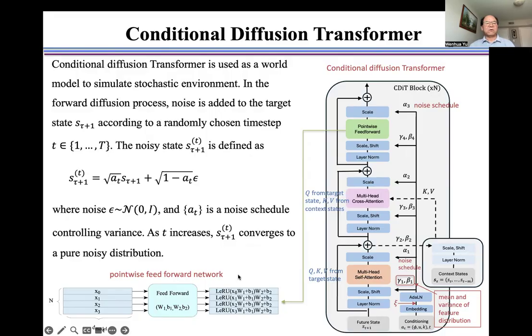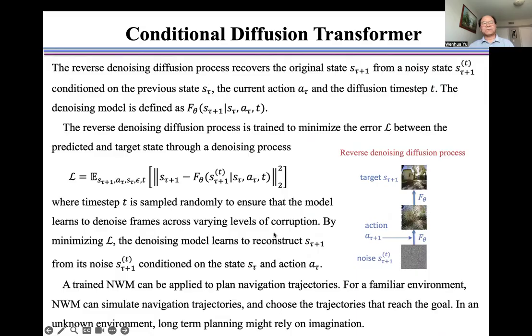In the forward diffusion process, noise is added to the target state s_tau+1 according to a randomly chosen time step t. The noisy state s_tau+1^t is defined as here, where noise epsilon is sampled from a normal distribution. alpha_t is a noise schedule controlling variance. As t increases, s_tau+1^t converges to a pure noise distribution.